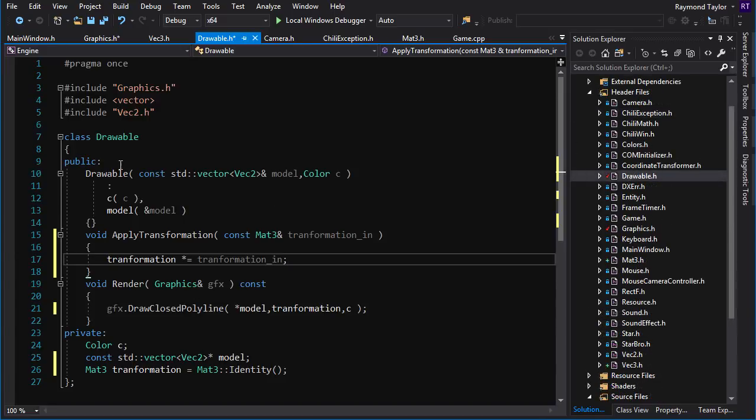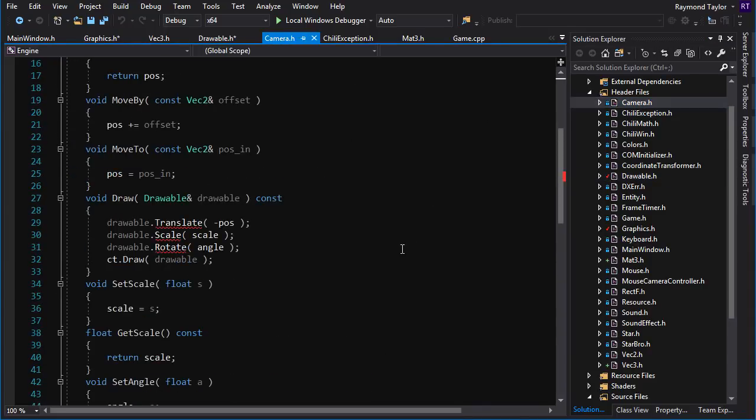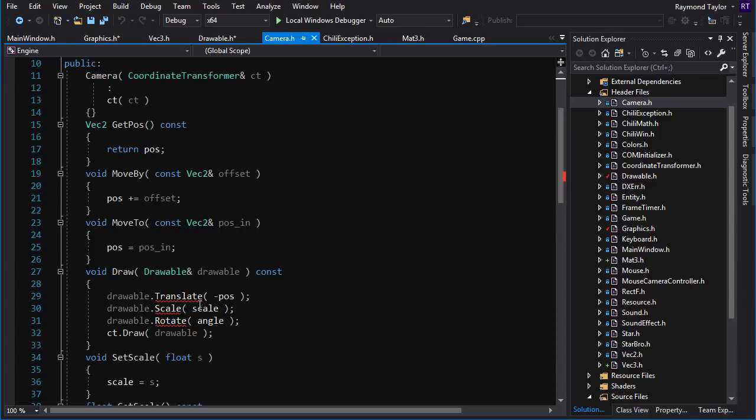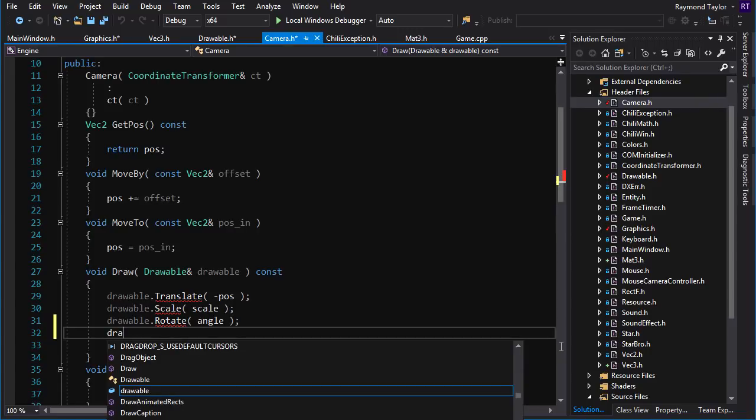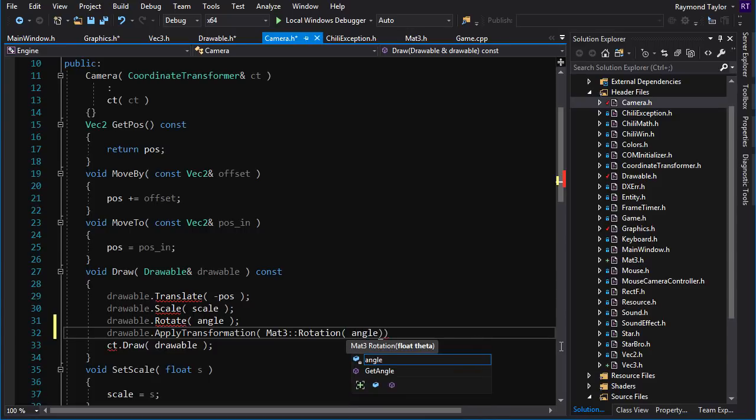So the upside is the interface for drawable becomes much sexier. The downside is that, because we changed the interface, we're going to have to change everything that depends on that interface. That's the price you pay when you do a major refactor. We could have kept the interface the same, and these guys wouldn't have had to change, but then drawable would have been uglier than it could have been. So we want to apply translation, scale, rotate. Instead, we go drawable dot apply transformation, mate3 rotation angle.